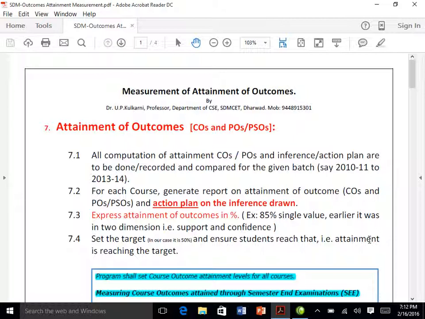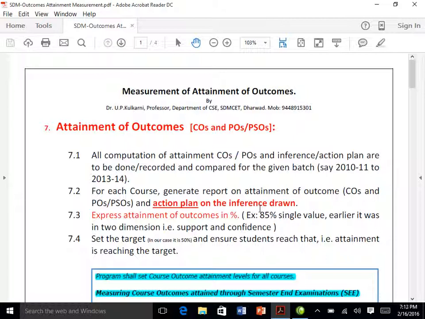In this session, we are going to see the measurement of attainment of outcomes. In the last two sessions, we have seen how to write a course outcome, and how to map course outcome to program outcome using multi-level mapping, that is at the substantial level, moderate and slight. Now let's look into how we do measurement of attainment of outcome, both course outcome and program outcome, through a particular course. Here are some of the tips.